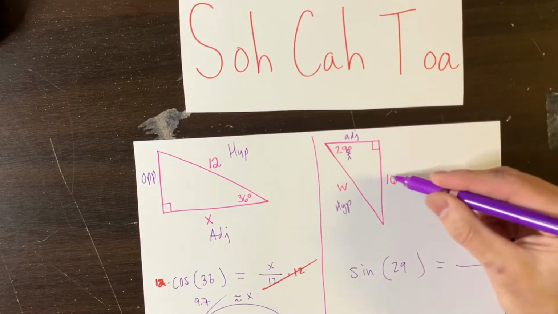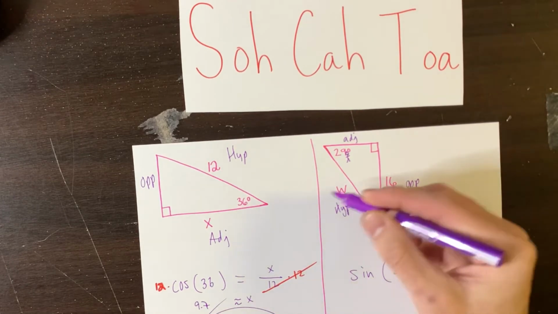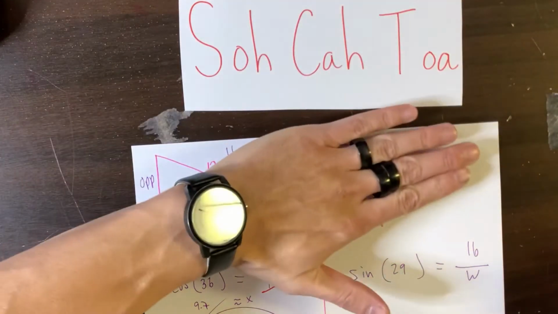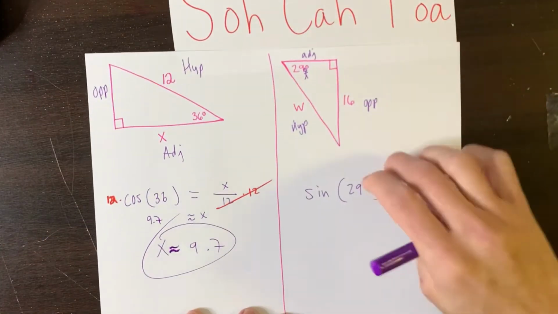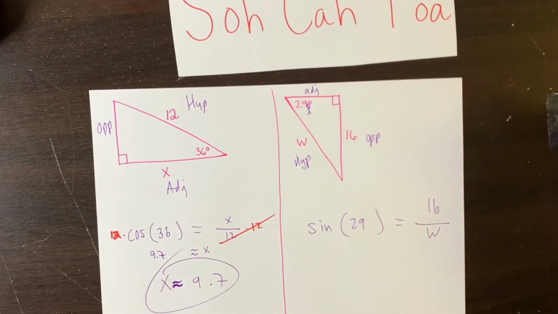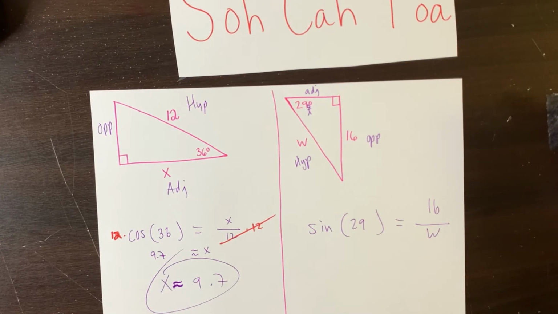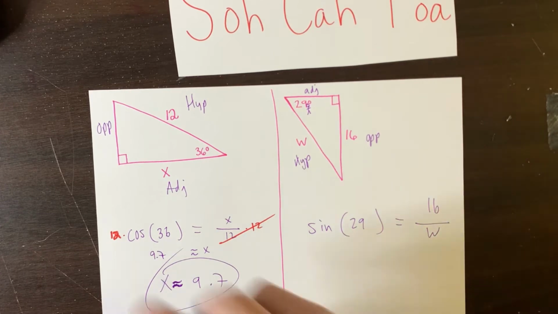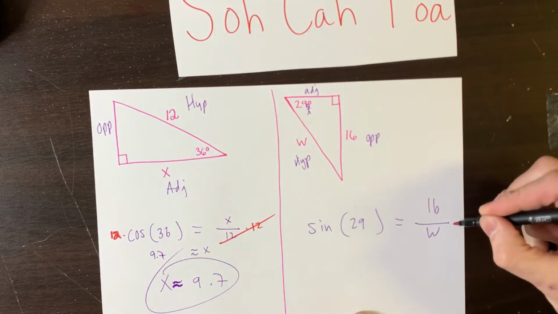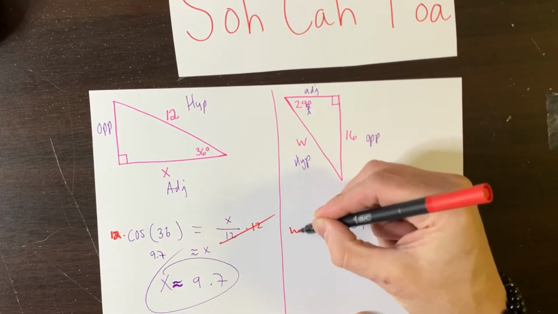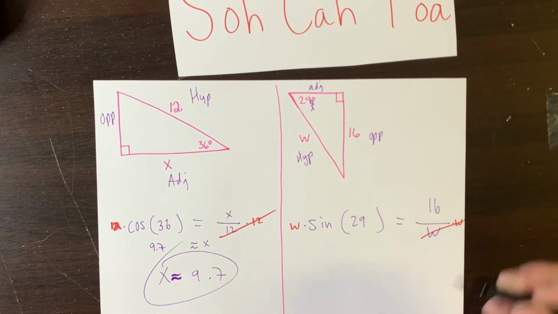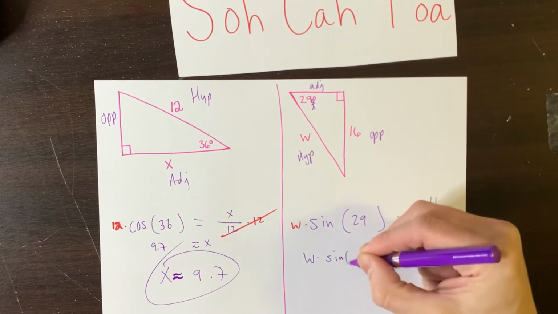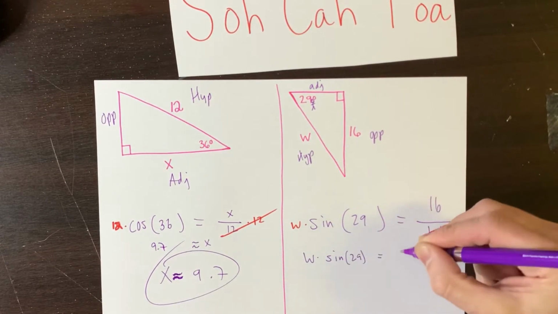The opposite side was 16. The hypotenuse was W. So now again, forget this and forget that. Only worry about this equation. How can I solve this equation? Well, I don't like how the variable's in the bottom. So let me get rid of the denominator. Let me multiply both sides by W. W there, W there. These are gone. So we have left W times sine of 29 equals 16.